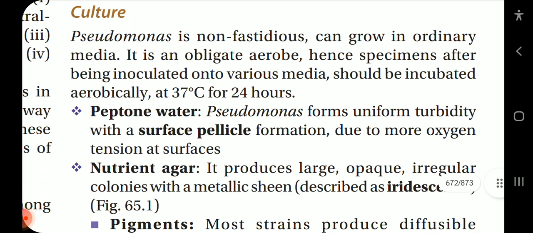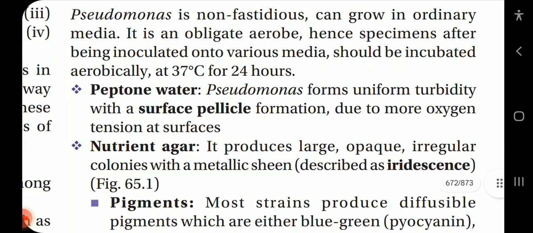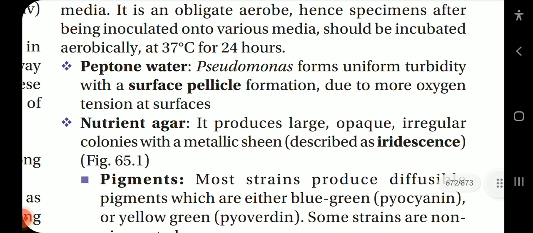Culture: Pseudomonas is non-fastidious and can grow in ordinary media. It is an obligate aerobe, hence the specimen after being inoculated onto various media should be incubated aerobically at 37 degrees Celsius for 24 hours. Peptone water: Pseudomonas forms uniform turbidity with a surface pellicle formation due to more oxygen tension at the surface.